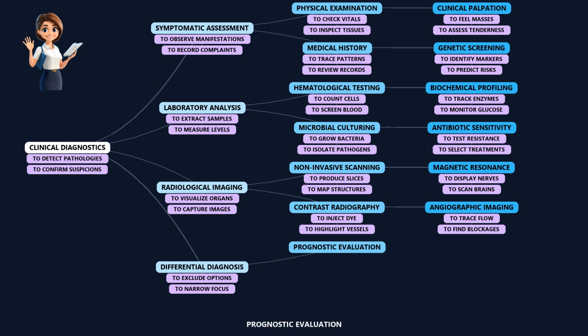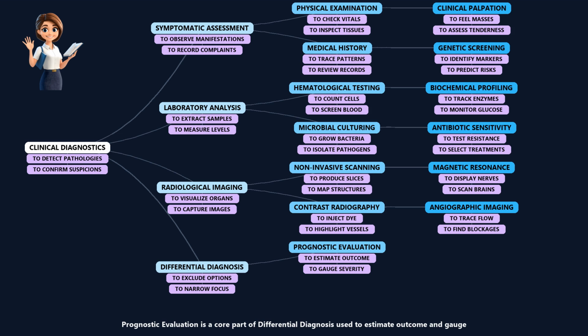Prognostic evaluation. Prognostic evaluation is a core part of differential diagnosis used to estimate outcome and gauge severity of the sickness. This means the doctor is guessing if the illness is dangerous and how it will act.